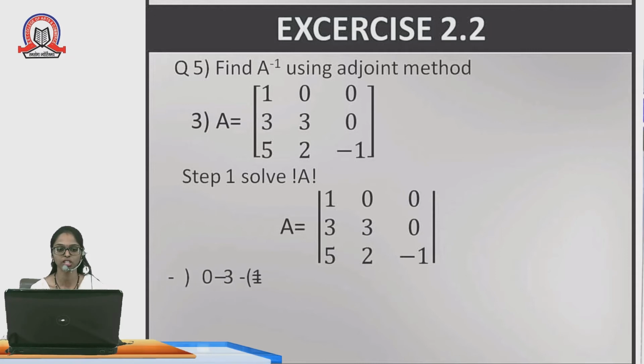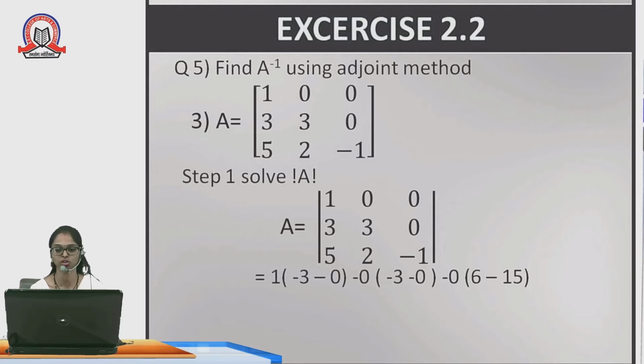Now what is the determinant of this 3 cross 3 matrix? 1 into the cross multiplication of the second row and third column, we get minus 3 minus 0. Then minus the second element, which is 0, multiplied by minus 3 minus 0, and the third element 0, multiplied by 3 into 2 is 6, minus 5 into 3 is 15. That is, take the first row elements and expand. The determinant of matrix A is minus 3 and minus 3 is not equal to 0, so A inverse of this matrix exists.